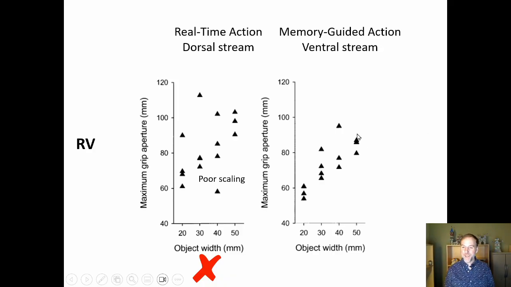And now we see pretty good scaling of her grip aperture. When it's small, she makes a small grip aperture. When it's large, she makes a large grip aperture. This wouldn't be as good as a control person doing real-time action because closing your eyes and reaching for something is not as good as opening your eyes and reaching for something for a control individual. But we do have confirmation here that yes, she's good at this task, as good as a control person reaching for something with their eyes closed, because she's using her ventral stream, and of course, RV has an intact ventral stream.